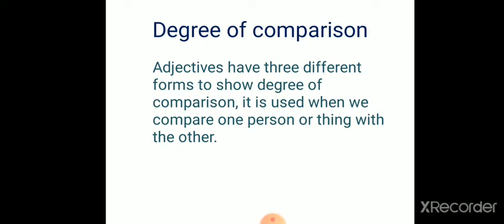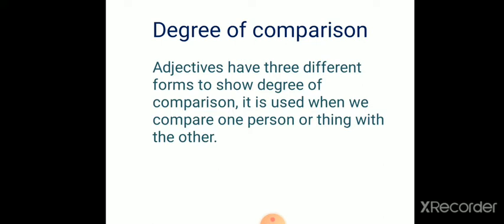Today we are going to discuss the degree of comparison of adjectives. Adjectives have three different forms to show degree of comparison. It is used when we compare one person or thing with another.